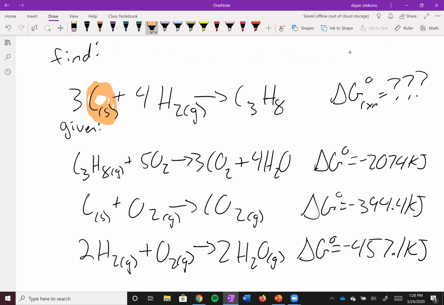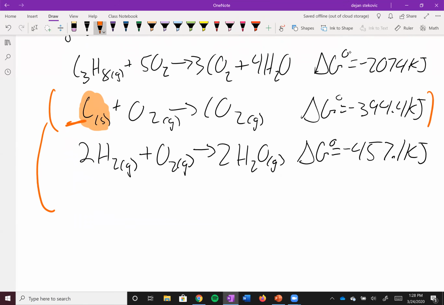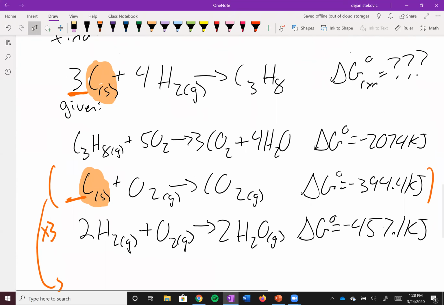So I just go from left to right to find it. The first thing I see is this carbon here, and I look where else carbon is. There's only one place carbon is, so that carbon must have come from this equation. And if we take a look at this one right here, this is a 3, this is a 1. So what we want to do is multiply times 3. So we want to triple it, right? We'll just write times 3 for right now, and we'll get back to it.